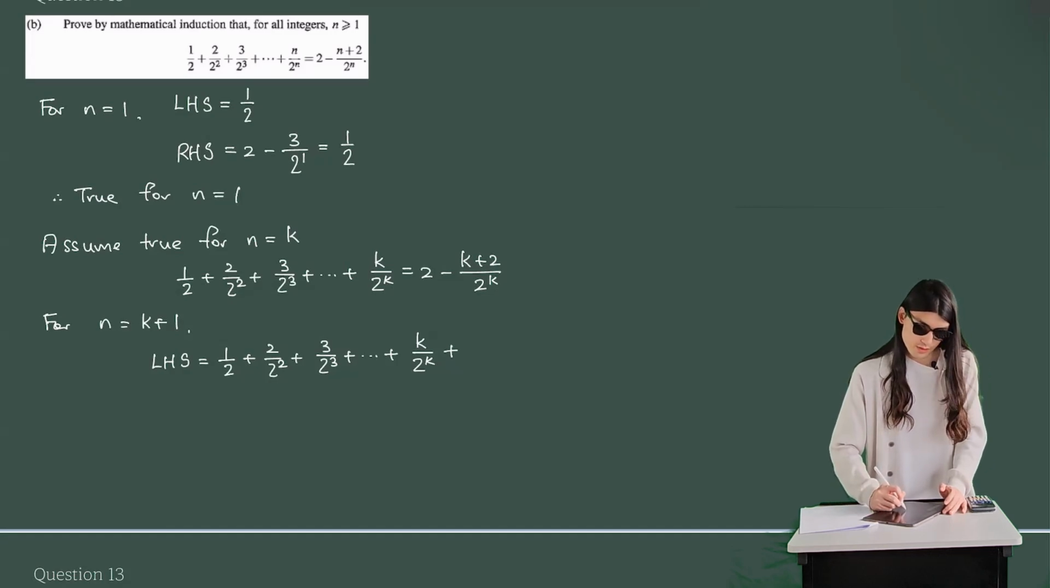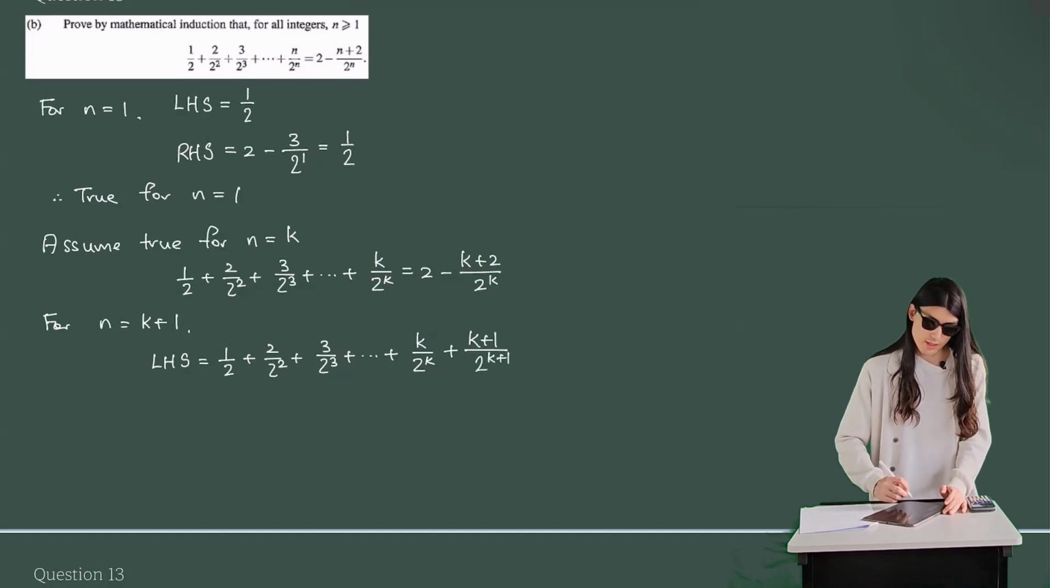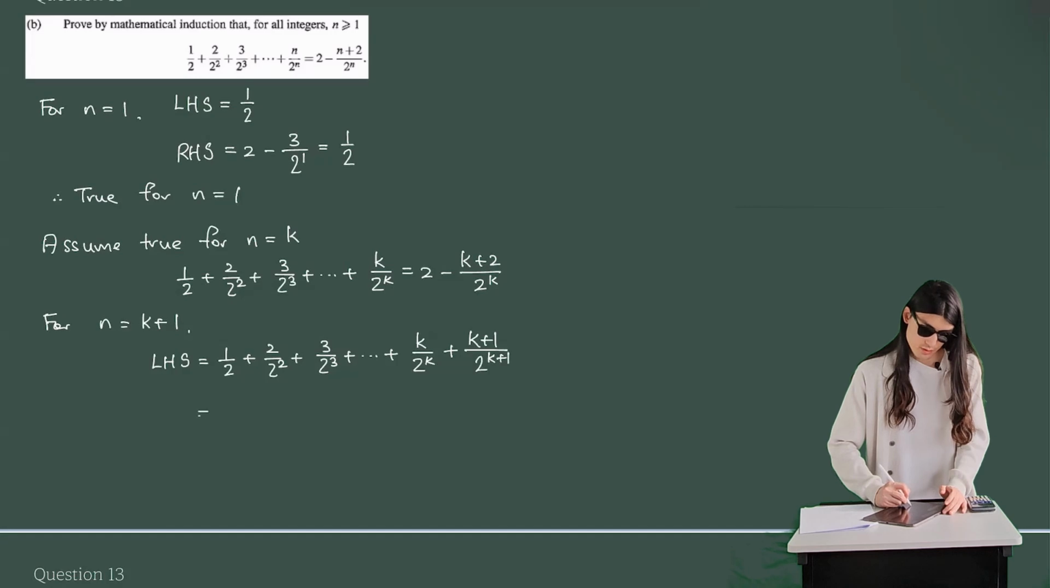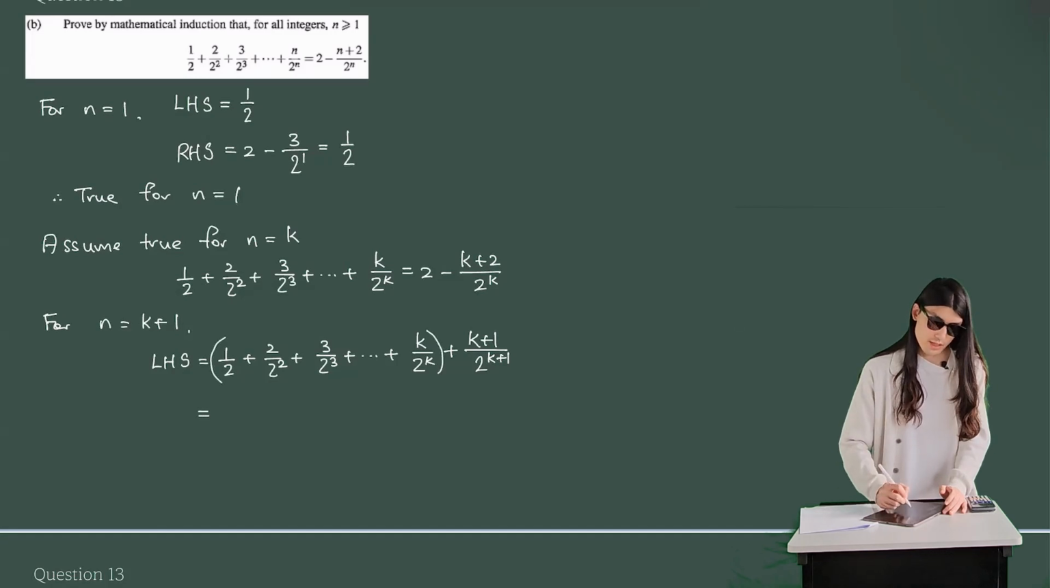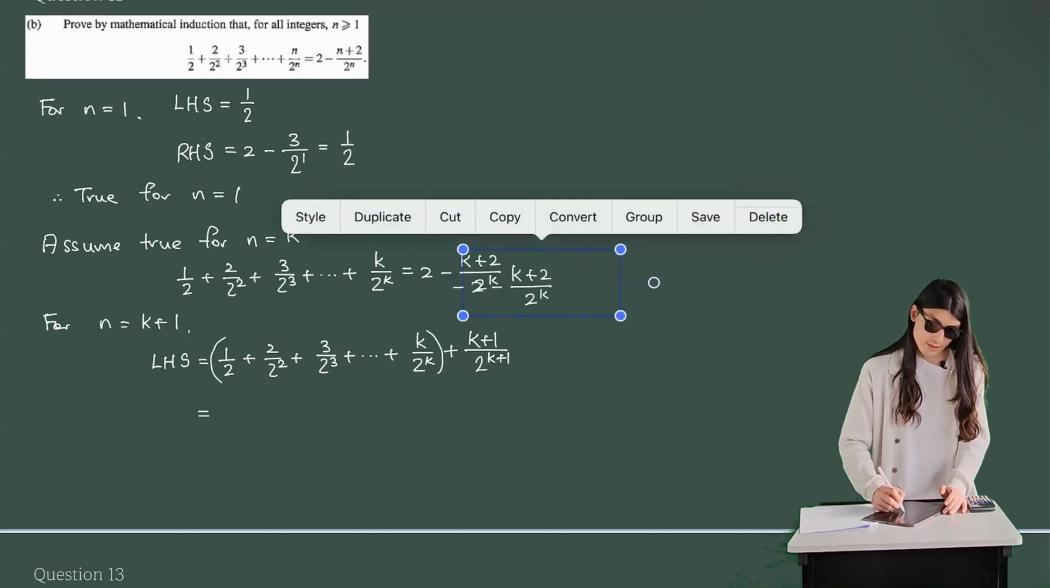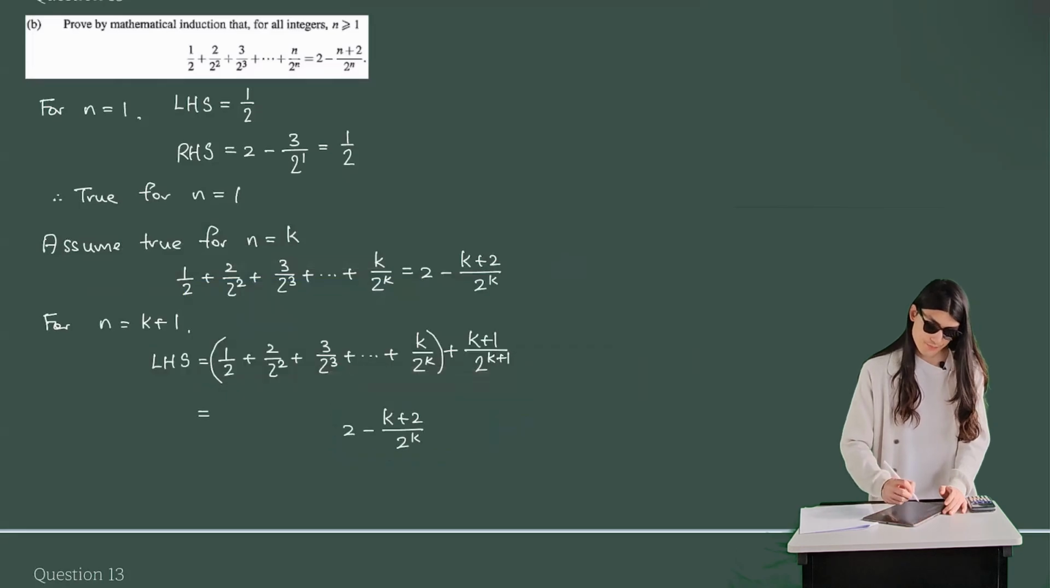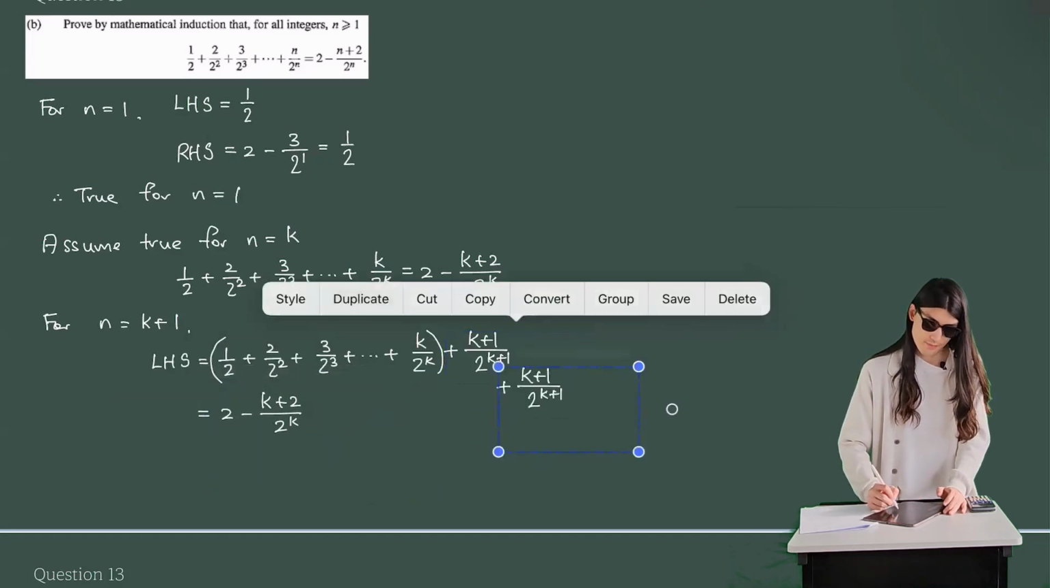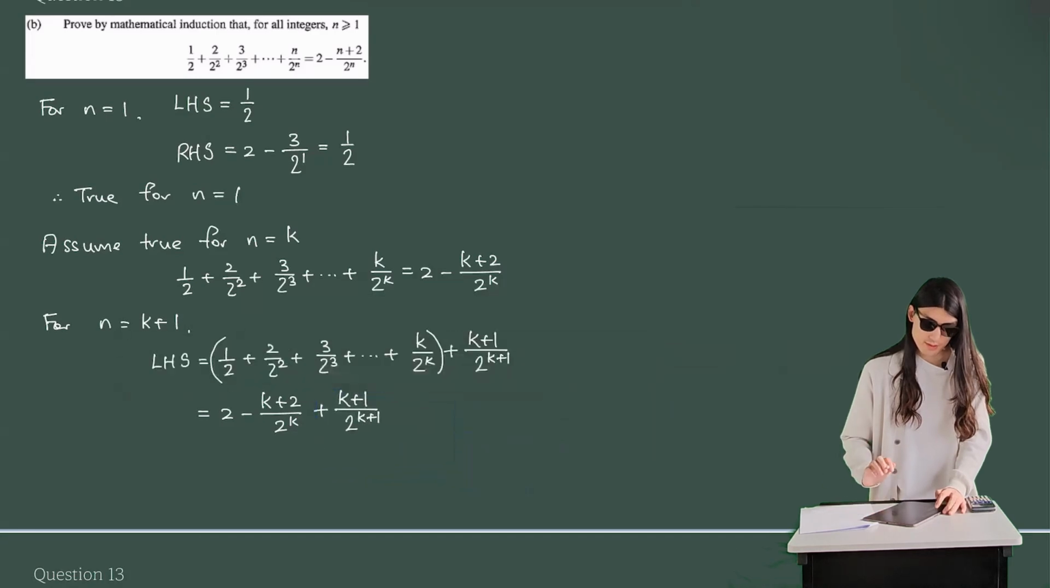And that's going to be k plus 1 over 2 to the power of k plus 1. And of course, here we use the assumption where? On this part. From the assumption, that part, so everything excluding the last term essentially, is equal to 2 minus k plus 2 over 2 to the power of k. And we have the last term added.